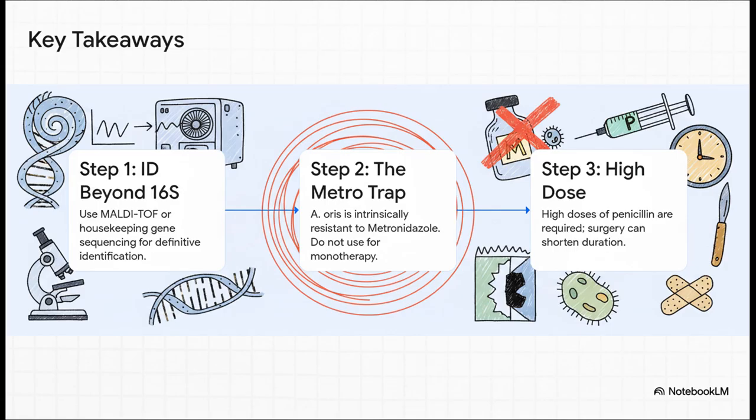Okay, so let's boil it all down. What are the 3 things you absolutely have to remember? Step 1. Think beyond 16S. Use MALDI-TOF or housekeeping gene sequencing to tell Actinomyces oris apart from its relatives. Step 2. Remember the resistance. Actinomyces oris is intrinsically resistant to metronidazole. Do not use it as monotherapy. And step 3. High dose, long duration. Treatment means high doses of penicillin or amoxicillin, but remember, you can shorten that duration with excellent surgery.